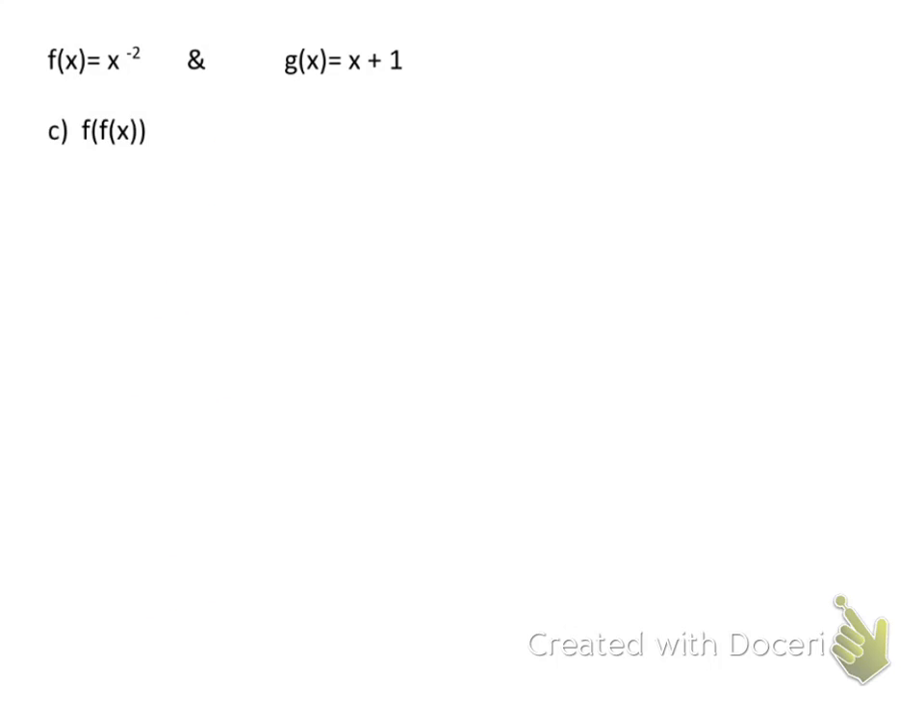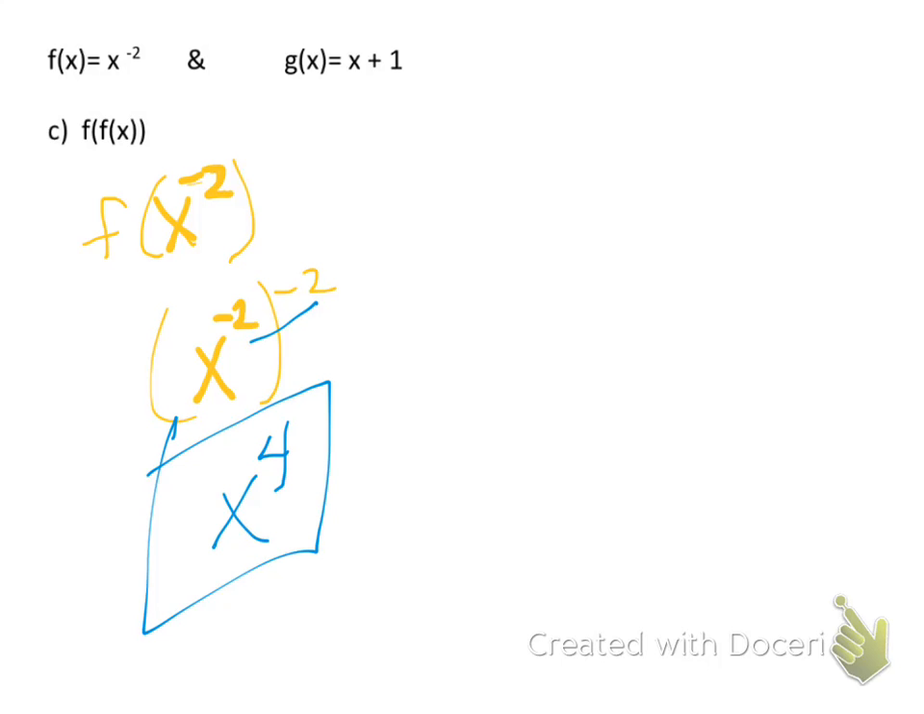Let's do the same thing, f of f of x. So f of x to the negative 2, plugging that whole thing back into the same function as x to the negative 2 to the negative 2. Remember, we multiply our exponents. Negative 2 times negative 2 gives us a positive 4, so we really don't have to take care of any negative exponents.